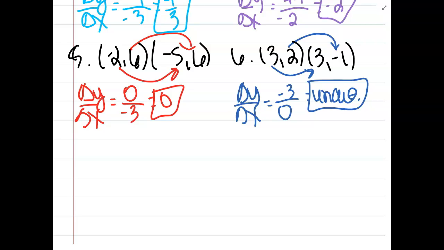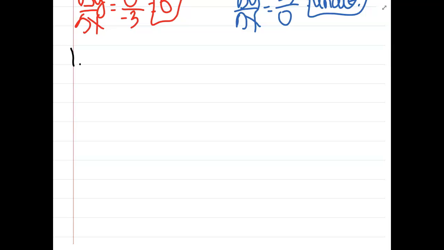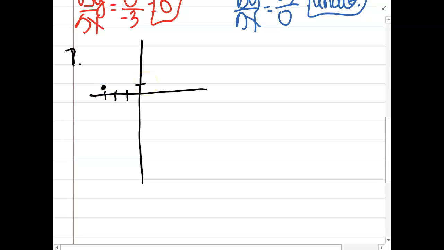Okay? All right. Now, the last thing that you're going to be doing on your homework is finding slope based off if you have a graph. So let's draw. Sorry, this is number 7. Okay, let's draw a couple of graphs here. Okay. So I want you to put a point at -3, 1, and then a point at 2, 3. Do a little bit of graphing here. -3, 1, and 2, 3.